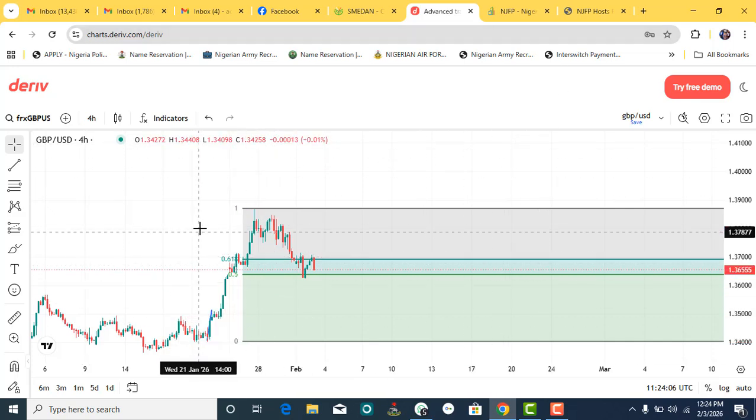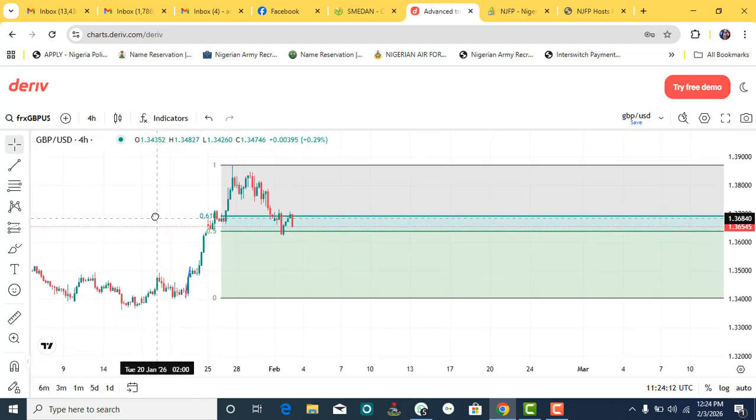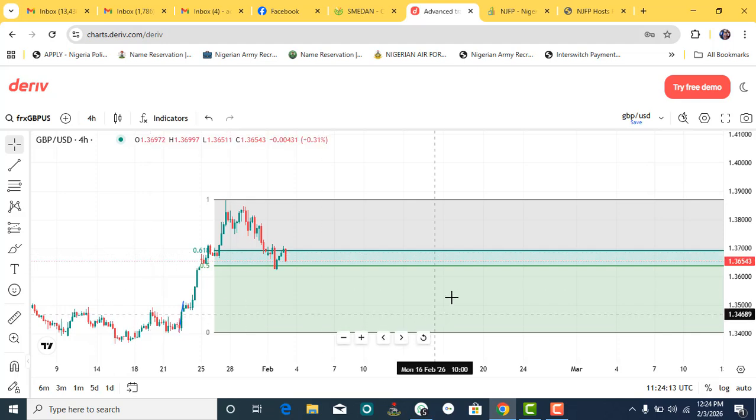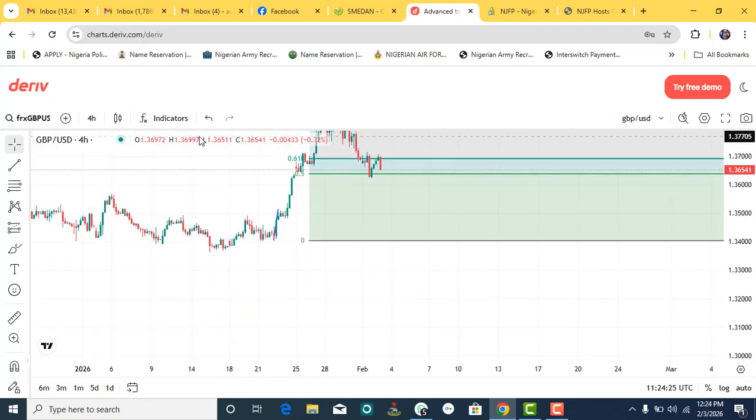We're looking at GBP USD, and last week we caught a take profit around this level here, and right now we're looking to enter another trade. We're looking to actually buy this market.